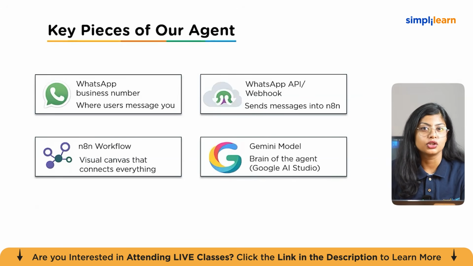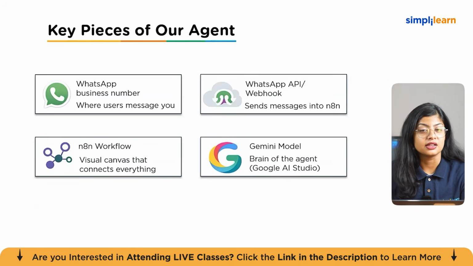Fourth is the Gemini model. This is the brain. Google's AI model actually understands language, reads the context, and also generates intelligent responses. Not keyword matching, genuine artificial intelligence. You can customize it with your business knowledge, products, policies, and tone.